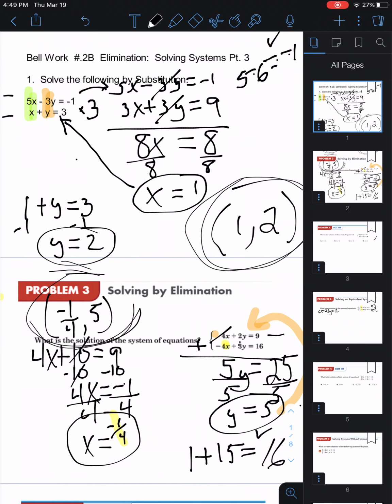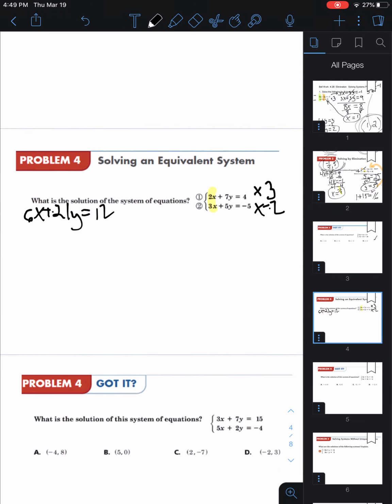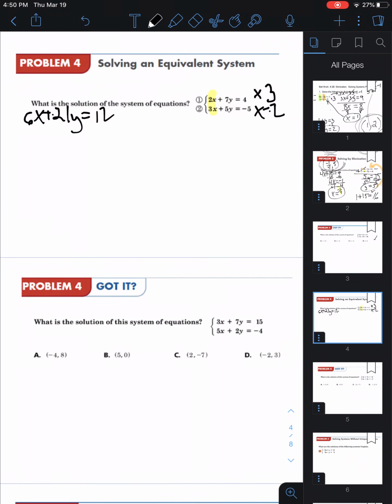Now go to the bottom. Whoops. Try that again. Go back down here. Go to the bottom, and I would multiply the bottom equation by what we said, negative 2. All right? So that would give me 3 times negative 2. That's going to be negative 6x. And 5 times negative 2 would be negative 10y. And negative 5 times negative 2 is positive 10. Okay, there's where the x's cancel.